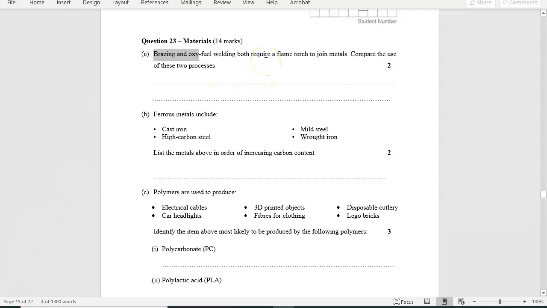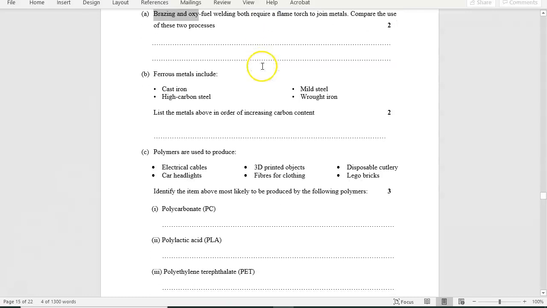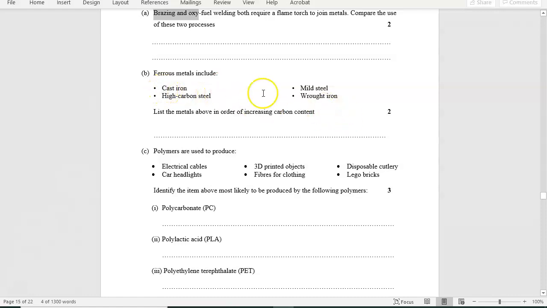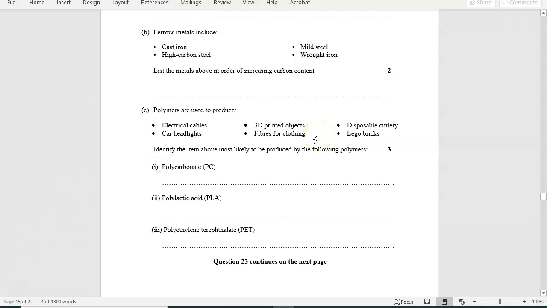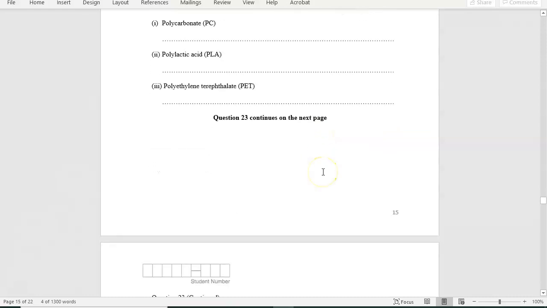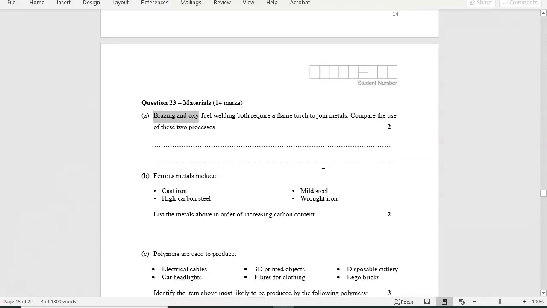Last time I think I asked you to write about the difference between MIG and oxy, right? So you should expect something on welding. I won't always have a question on ferrous metals, but you should expect some sort of classification question or question about groupings. And the same goes for composite materials.